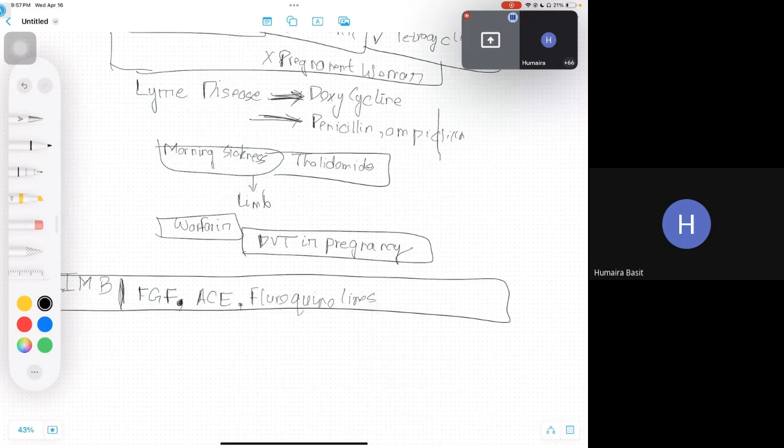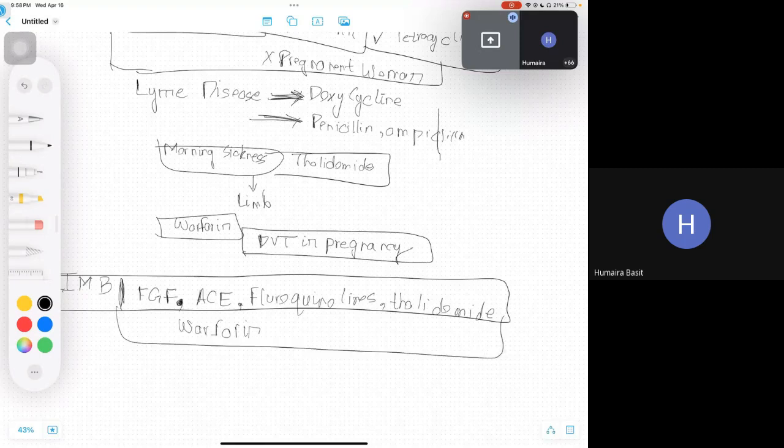After that, thalidomide. Any woman who took an antiemetic and that caused limb defects, that would be thalidomide. And after that, warfarin can again lead to some kind of limb defects, but that would be in a woman that is being treated for DVT.